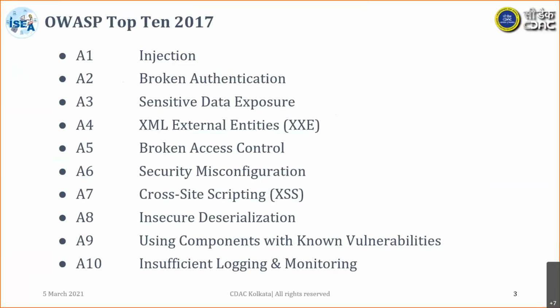A1 is injection, A2 broken authentication, A3 sensitive data exposure, A4 XML external entities, A5 broken access control, security misconfiguration, cross-site scripting, insecure deserialization, using components with known vulnerabilities, and insufficient logging and monitoring. Let us explain this.